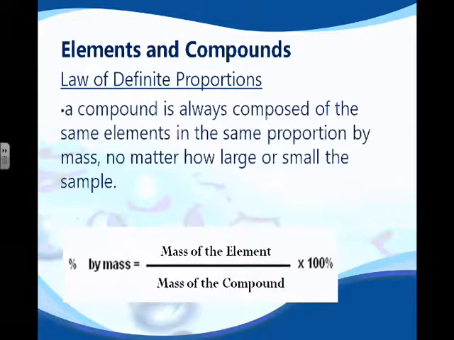Now let's talk about the law of definite proportions. This means that a compound is always composed of the same elements in the same proportion by mass. So if you have a compound that has the same elements, they're always going to have the same ratio, like we just talked about. It doesn't matter how much water you have, each water molecule always has a 2-to-1 ratio, no matter how large or how small the sample. Now, you can calculate percent by mass. Like if you want to know how much oxygen is in a water molecule by percent, we can calculate that.